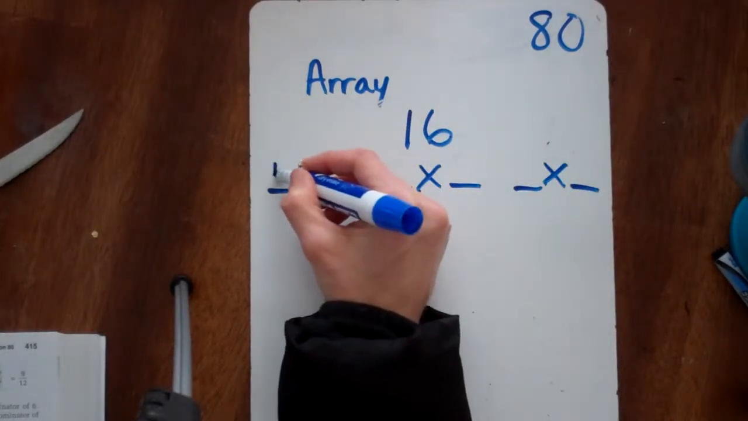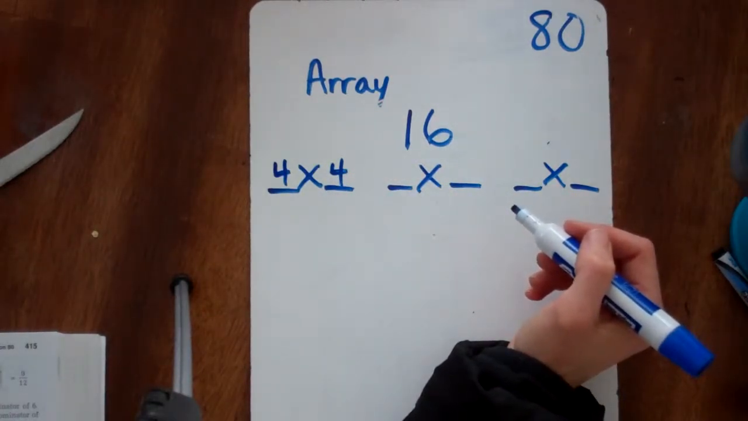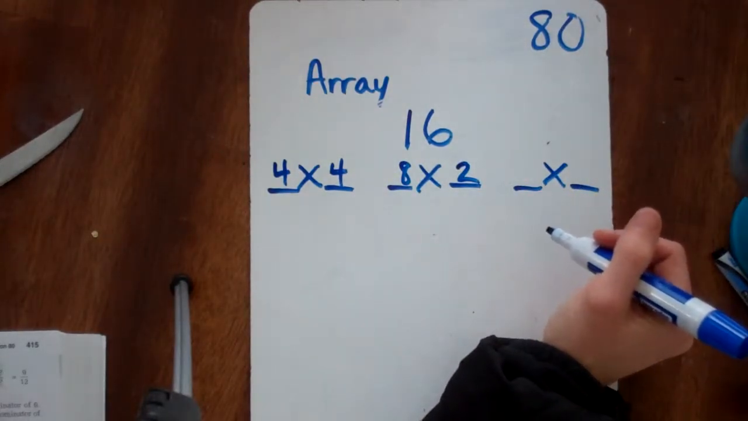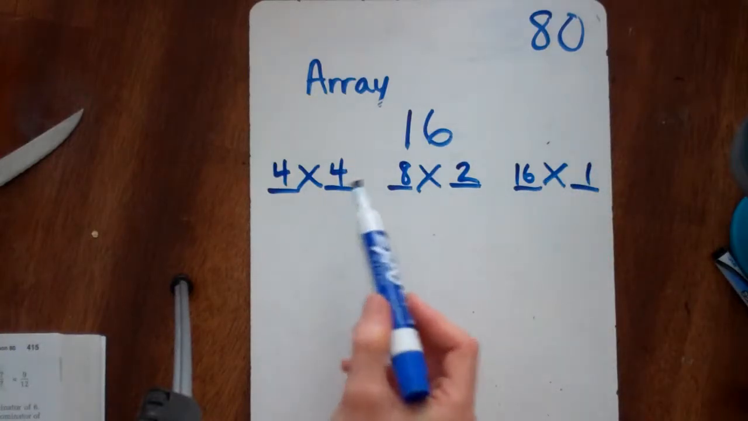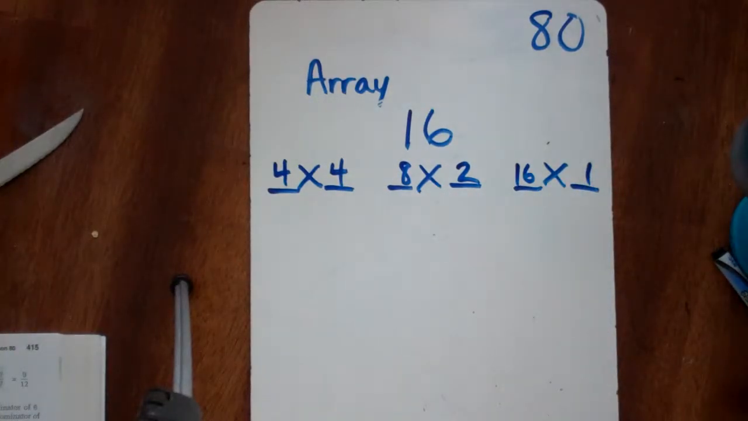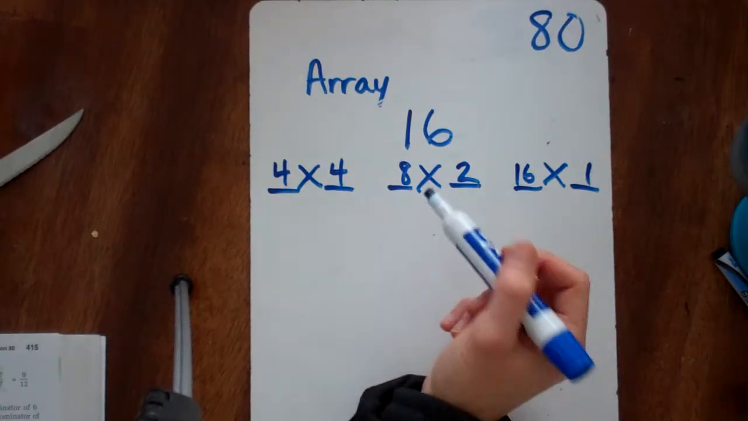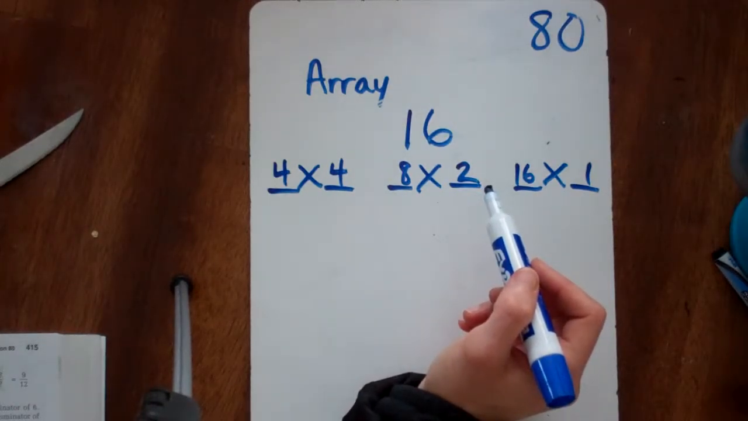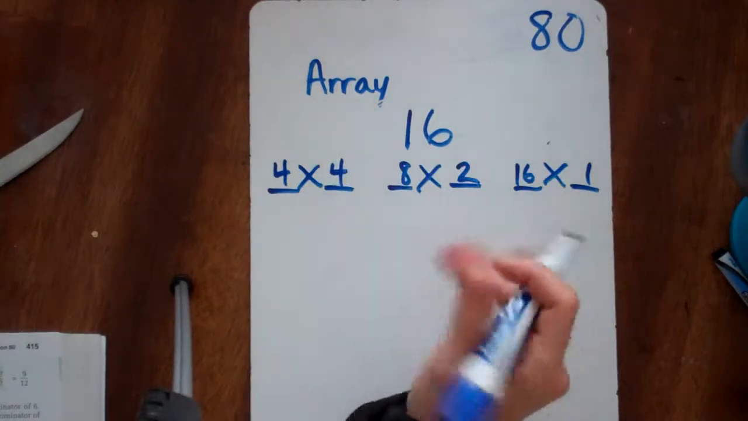First one I thought of was 4 times 4. Okay? Can y'all think of another one? 8 times 2. That's another one I thought of. And the last one will be 16 times 1. Okay? So that's 3 different factor sets that we can do when we're working this, okay? But that's not all it asked. It asked for you to draw 3 arrays using different factor pairs for each array. So that's exactly what we're going to do.